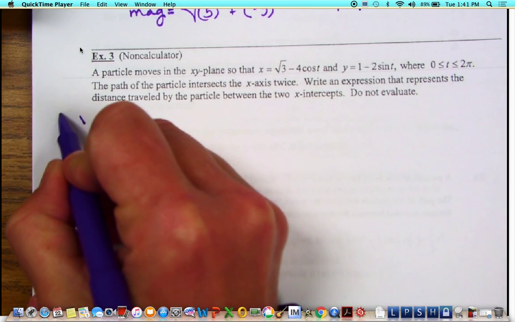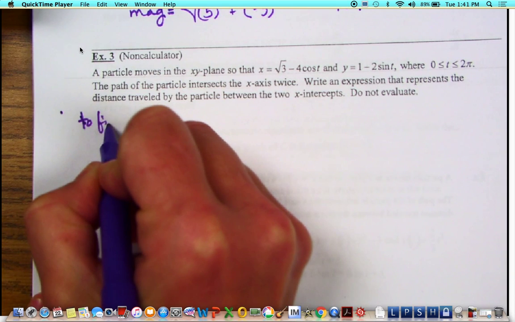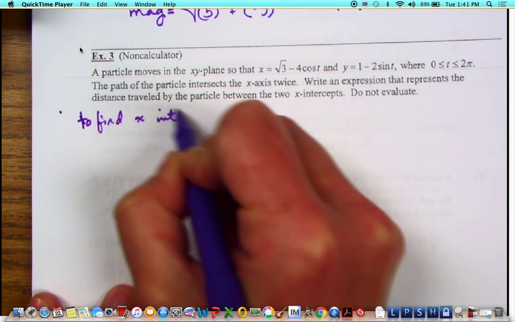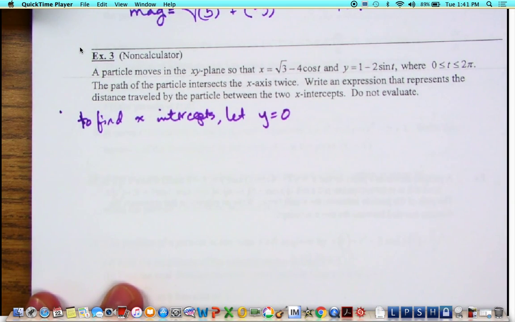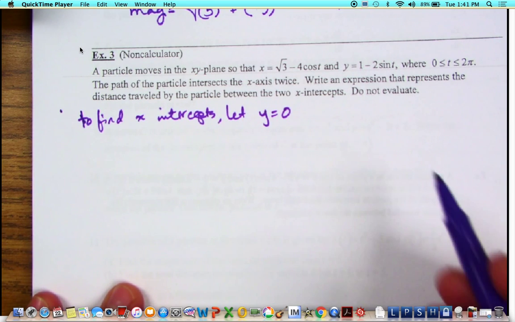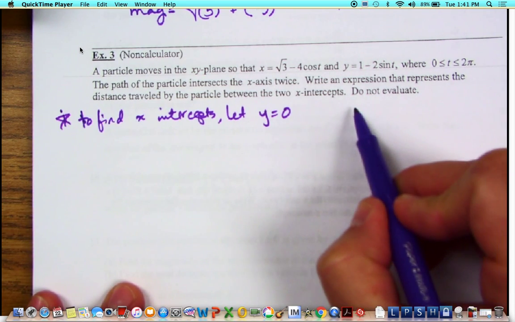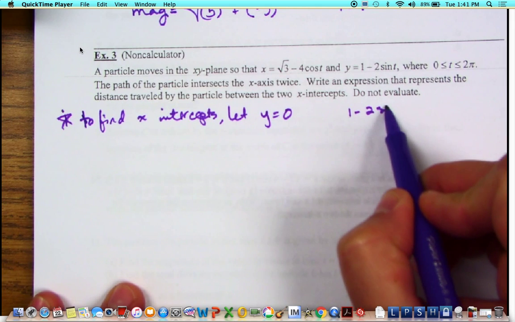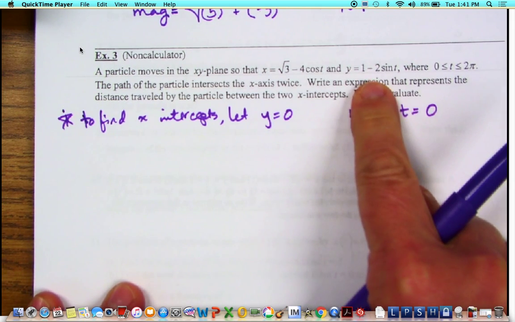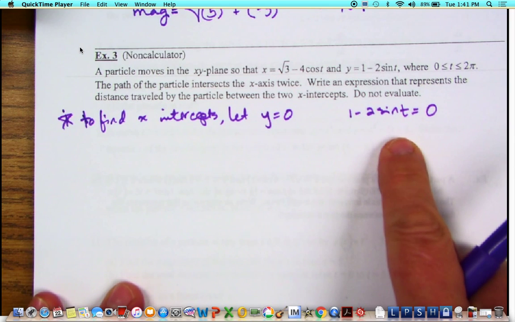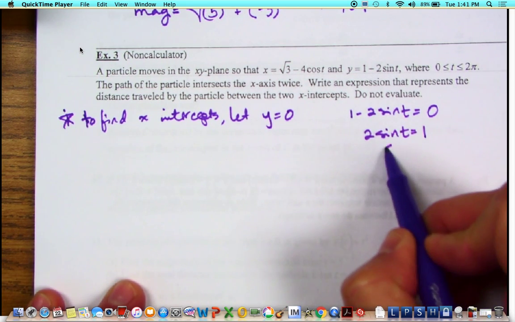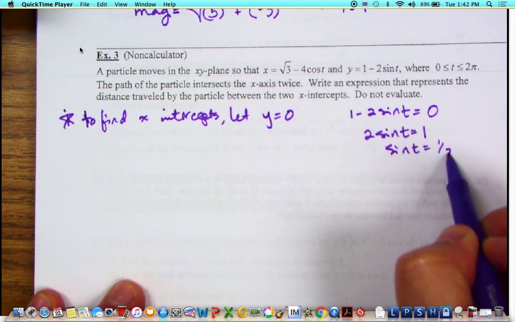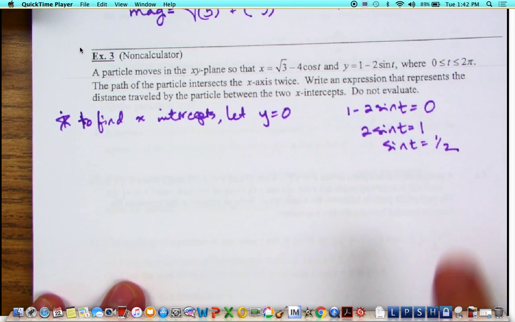So remember here, to find x-intercepts, let y equal 0. So that means that 1 minus 2 sine t, because that's y, that's what I want to set equal to 0. So I'll get 2 sine t equals 1, sine t equals 1/2. Pi over 6 and 11 pi over 6.